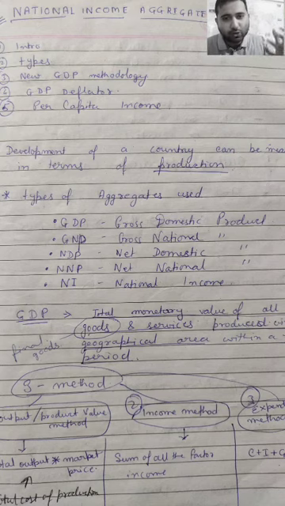Now when we take the monetary value of the goods, we will not take intermediate goods, we will take the final goods that are produced. The monetary value of the final goods will be calculated to get the value of GDP. Now we have three methods: output, that is product value method, income method, and expenditure method. Now we will discuss all these three methods in detail.